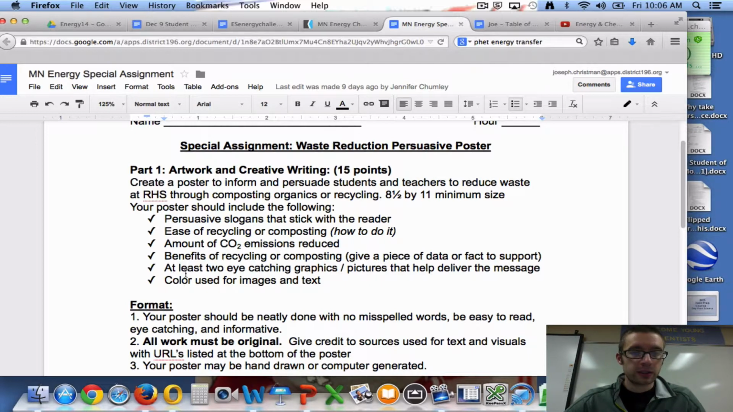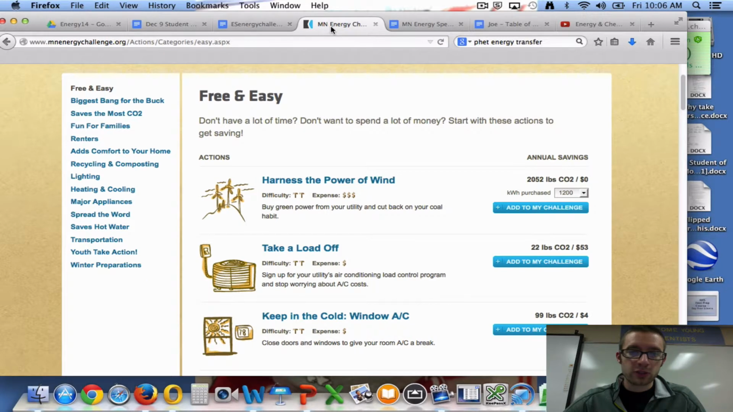You use color. The other thing you're going to have to do on your poster is find out a couple of things. You're going to need the benefits of recycling or composting, give data or 2 facts about each. You're going to need to figure out how much CO2 is reduced. That is from Minnesota Energy Challenge, and then how easy they are. Again, you could do that from Minnesota Energy Challenge as well, because when you go to the Minnesota Energy Challenge and you click on something, it will take you to the page all about it and tell you everything you need to know. All right.